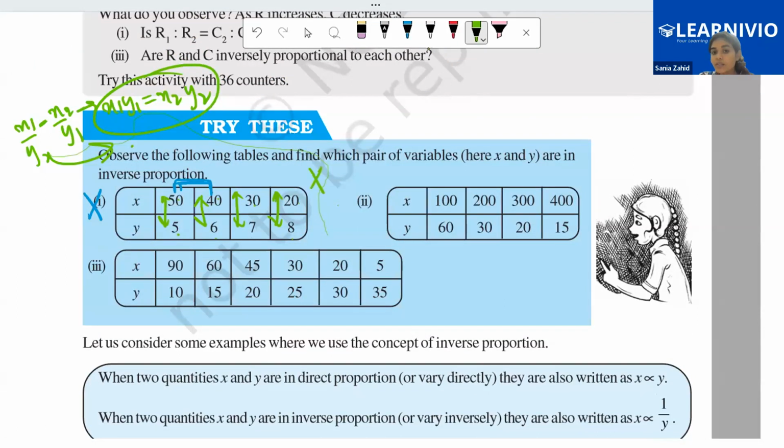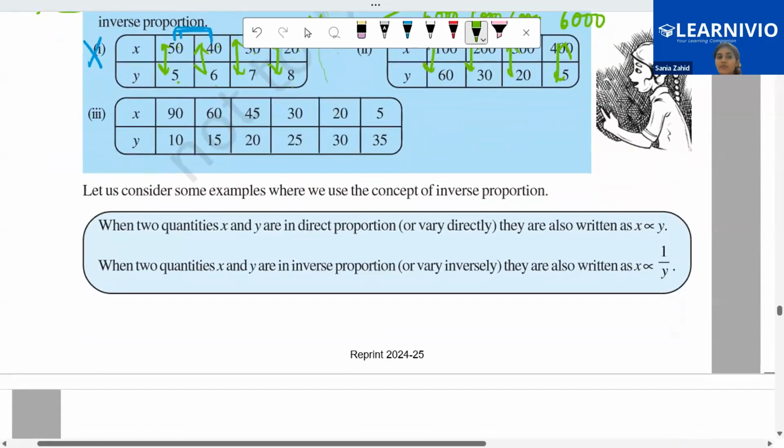Now about this one. You multiply again, multiply all the quantities. 100 into 60 is 6,000. 200 into 30 is again 6,000. Again 6,000. Again 6,000. On multiplying x1 and y1, thus it is an inverse proportion. For the third one, check for the third one, all of you.